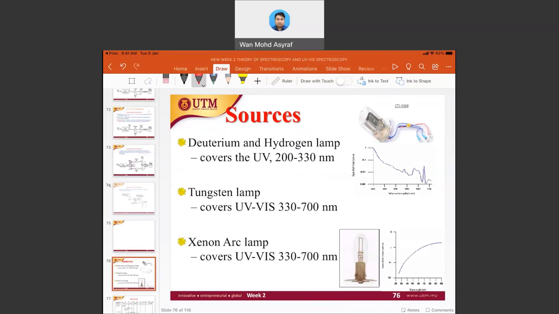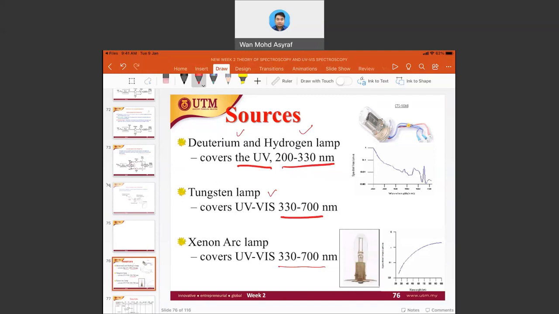We can just call it a lamp. So for the sources, you will have a deuterium lamp and a halogen lamp, which cover the UV range from 200 to 330 nanometer. If you are trying to look at a much wider range than that, you may use a tungsten lamp, which corresponds to 330 to 700 nanometer. You can also have a xenon arc lamp, which corresponds to the same kind of range of wavelength.